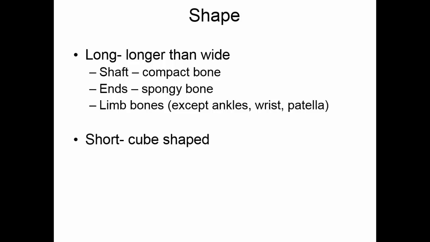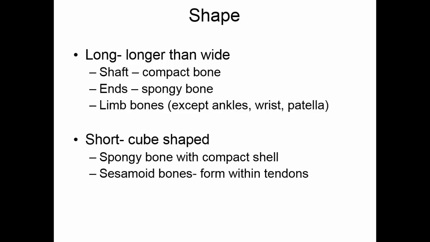Short bones are cube-shaped. They have a spongy bone center with a compact bone shell. Sesamoid bones are a special type of short bone. These are bones that form within tendons. These develop after birth. Everyone has a patella, which is a sesamoid bone. It develops in the tendon of the knee. However, depending on how you use your joints, you may have other sesamoid bones. The wrist, the ankle bones, and the patella are examples of short bones.